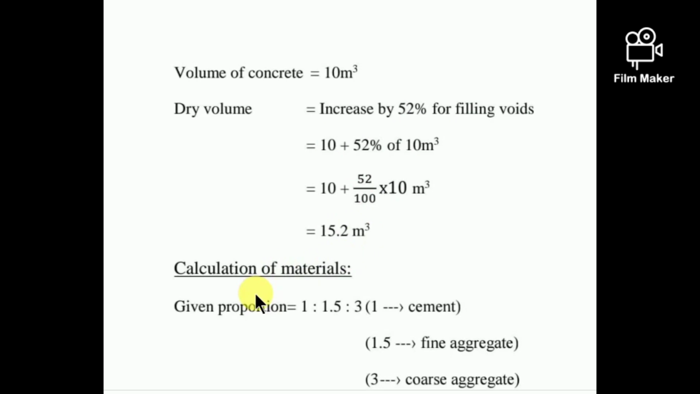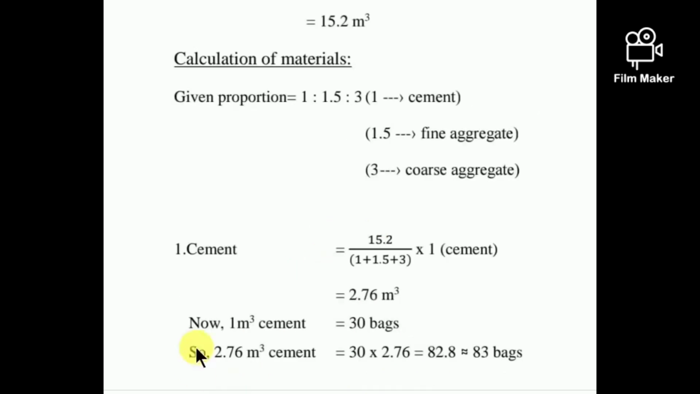Then to calculate the materials, our given proportion is 1 is to 1.5 is to 3. As I already mentioned, 1 is cement, 1.5 is fine aggregate and 3 is our coarse aggregate. And our total volume is 15.2 meter cube. So to calculate the amount of cement, we will take the total volume divided by the sum of the ratios, these three ratios, into 1. 1 is this for cement. So we'll get this as 2.76 meter cube.